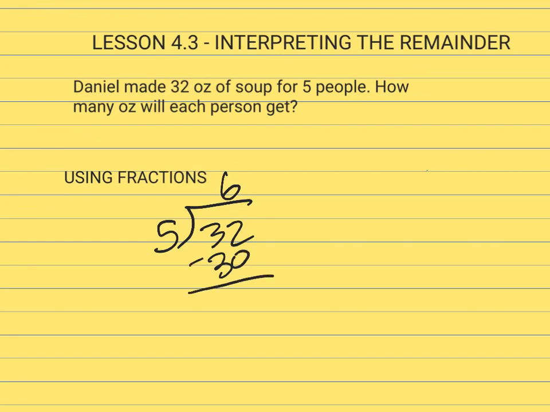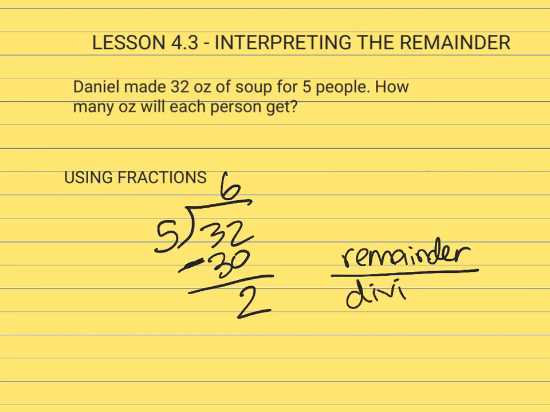6. Let's try that. 6 times 5 gives us 30. Perfect. Now remember, we're going to find the difference between 6 times 5, which is 30, and our dividend. So then we put the minus sign there. 32 minus 30 gives us 2. Excellent. And now, remember, when we're doing fractions, it's remainder over divisor. Perfect. So our remainder is 2, and our divisor is 5.